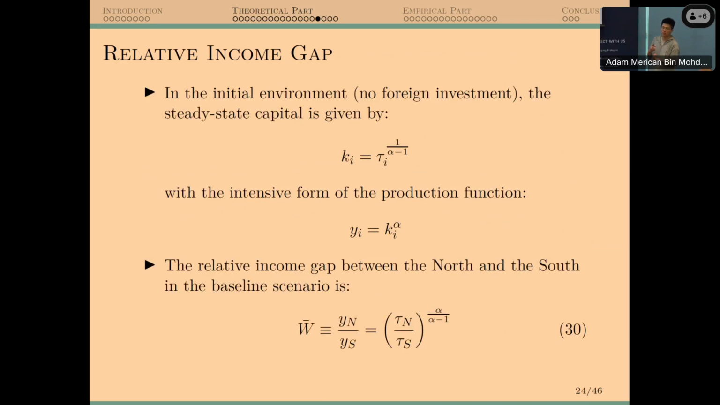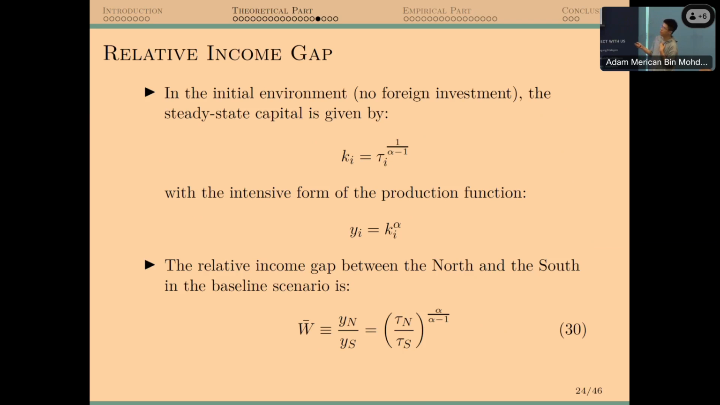Now let's go back to the previous question: whether FDI can promote economic convergence or divergence. That's why we need to go back to the simple Solow model part. As we can see, this is the optimal solution at a steady state. So Ki equals phi I to the power of one over alpha minus one, and with the intensive form, we can write it as this. So Yi equals Ki to the power of alpha. That's why the relative income gap between the two countries can be written as this. If we plug this back into this, we get this one. So this is the relative income gap in the classic Solow model without any investment.